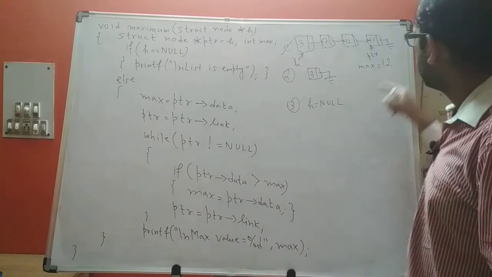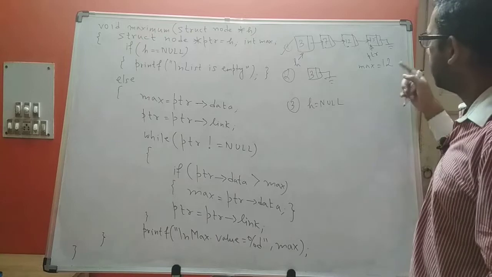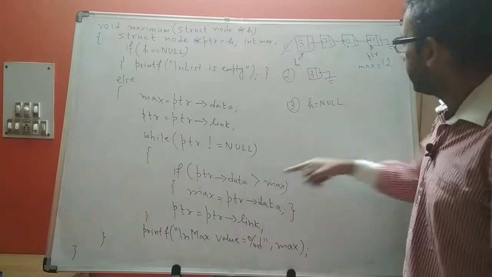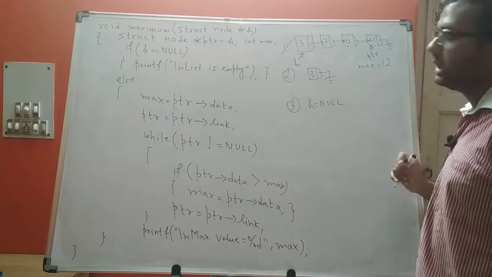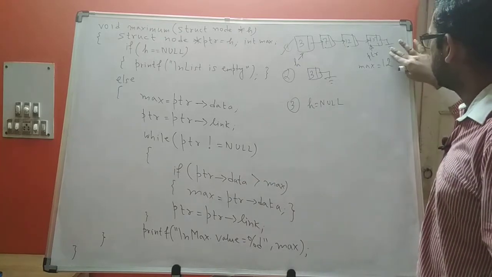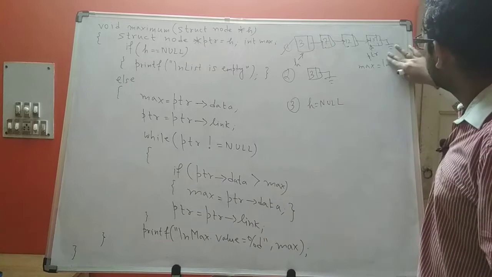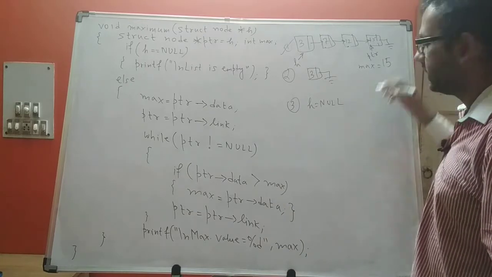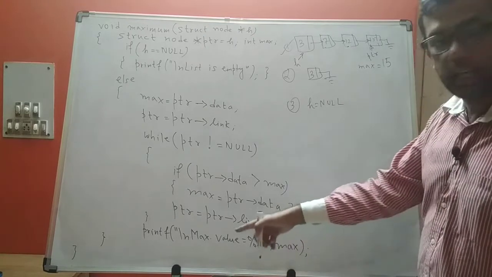Again, while ptr is not equal to null, indeed ptr is not equal to null. So the condition is satisfied. You come inside. Now you check. The data part of the node to which ptr is pointing is 15. Is it greater than max? Yes, it is greater than max. So I need to update my max to ptr arrow data. So max becomes 15. Now what do I do? ptr equal to ptr arrow link.